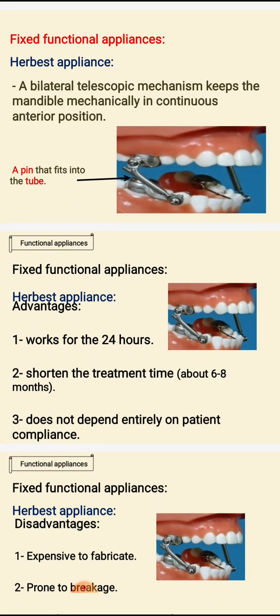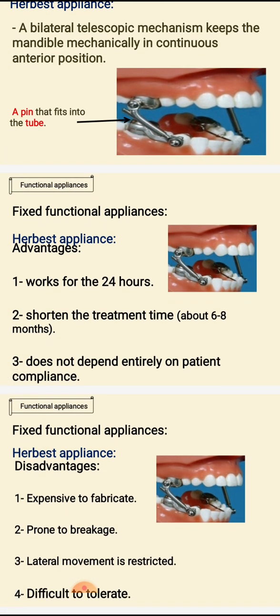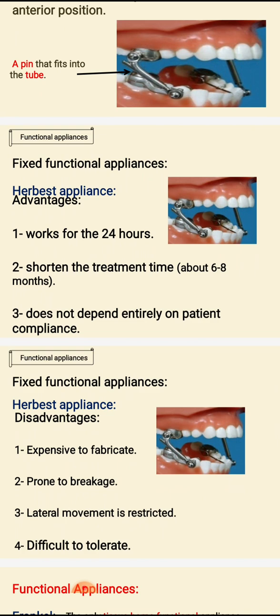Another big advantage is that they shorten or reduce the treatment time. Treatment time for any removable functional appliance is about 12 months, 1 year. But with a fixed functional appliance, it could be reduced to 6 to 8 months. This is a big advantage for the patients and for the orthodontist.